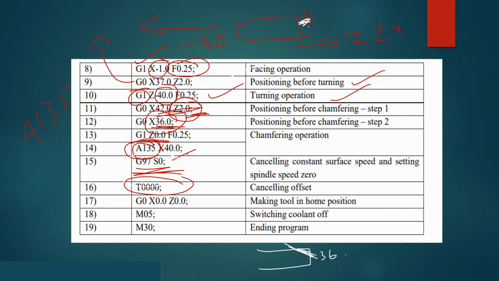Then we have to give the miscellaneous commands. We have given M05, and this M05 is for switching off the spindle and coolant, and to end the program we have given M30. So these are all miscellaneous commands.